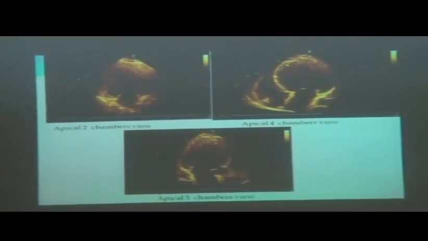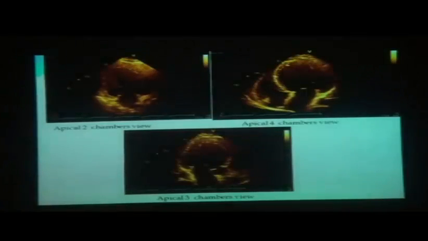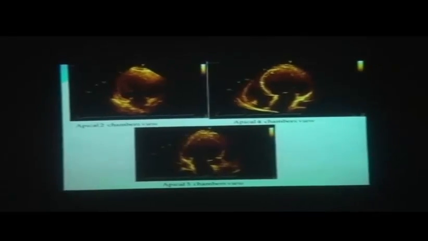These are the views in which we can obtain the speckle tracking study: apical 2-chamber, apical 4-chamber, and apical 3-chamber. Speckle tracking software allows manual pointing in the mentioned three views at 3 points: basal septum, basal lateral, and apex of the left ventricle.